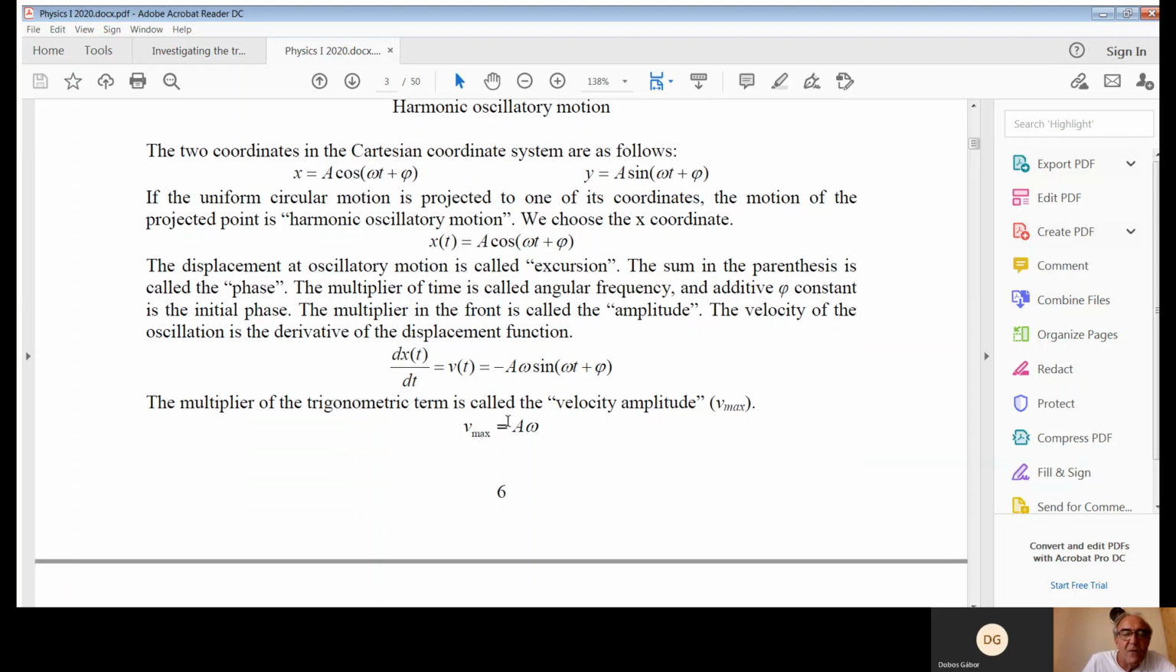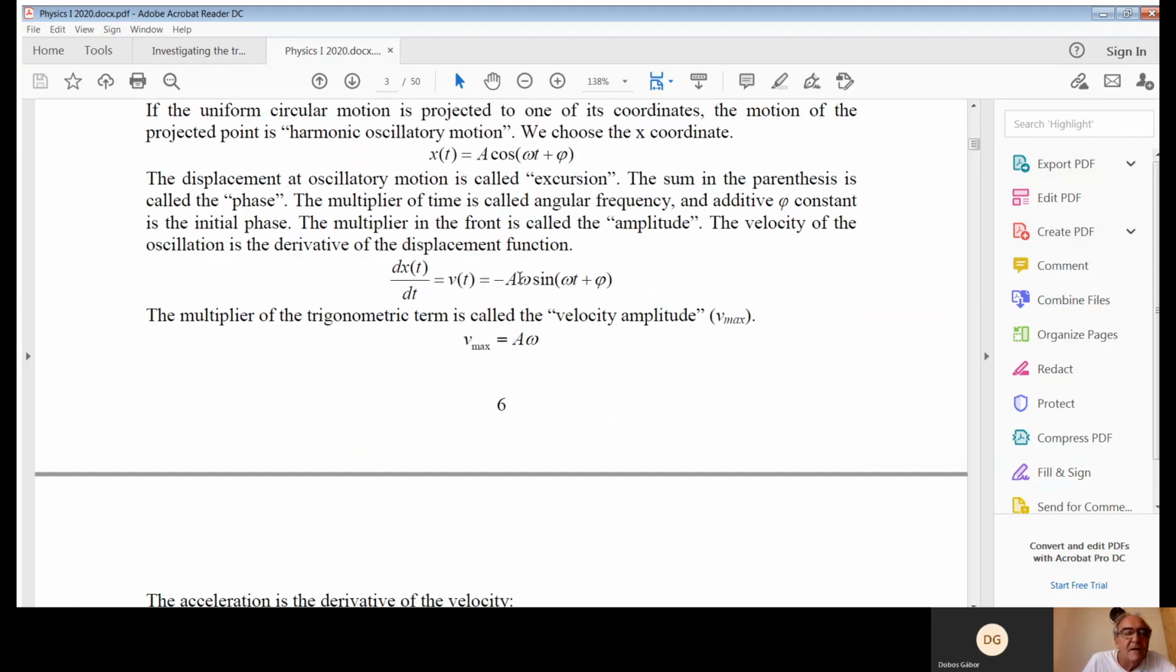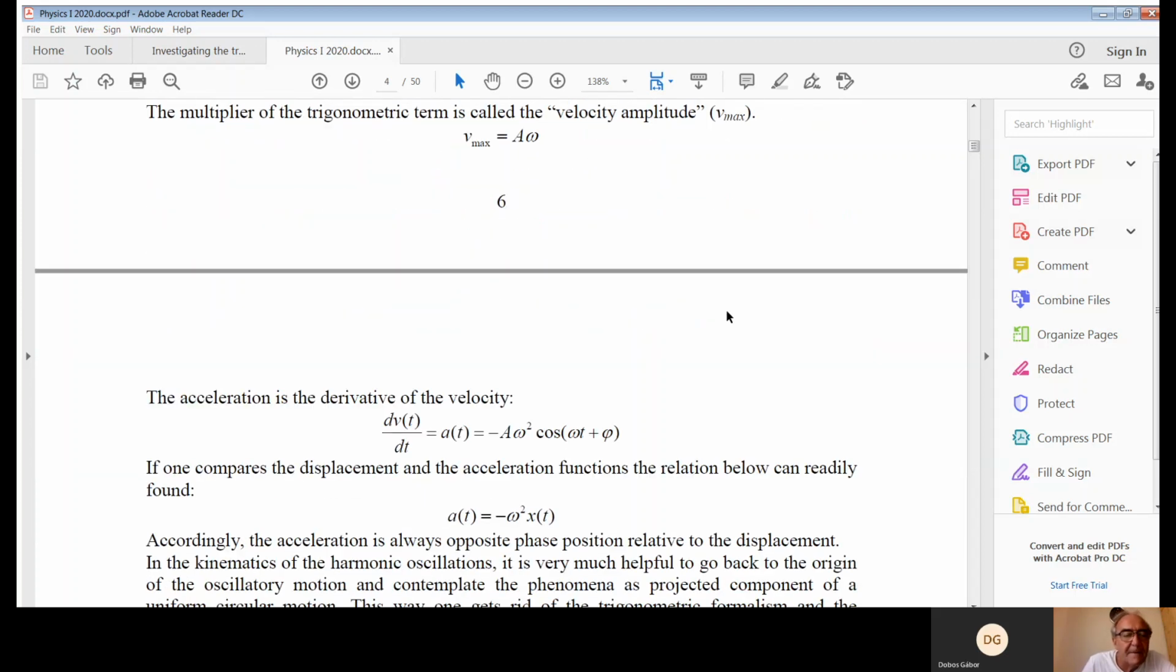So the displacement of the oscillator motion is called the excursion, and the argument in the parentheses is called the phase. Now if we go on, the velocity is the derivative as before. The cosine derivative goes to minus sine, and it is multiplied with omega, which comes out from the argument as the internal derivative. The multiplier of the trigonometric term is A omega, called v max, the maximum velocity, the velocity amplitude.